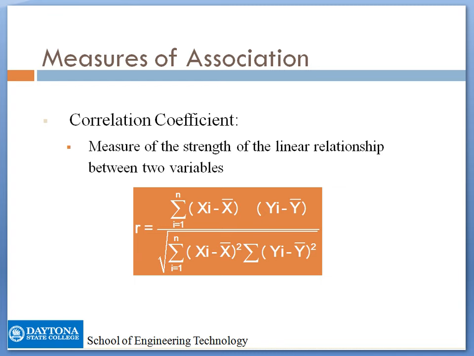Now, another type of measure is the measures of association. And this has to do with the correlation coefficient. And this measures the strength of the linear relationship between two variables. And is represented by small r.